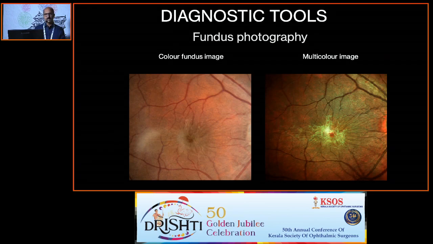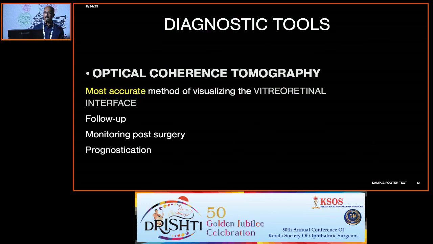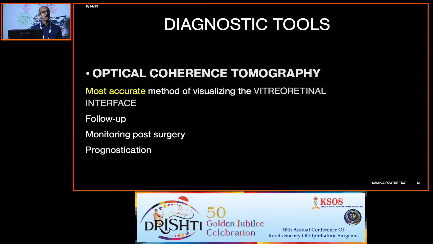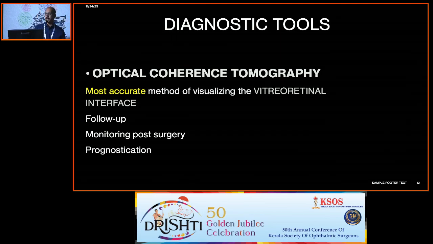Multicolor imaging has come up in a big way in diagnosing vitreoretinal interface abnormalities, especially epiretinal membranes. In the presence of cataract, this will give you excellent images so that we can now know the margins of the membranes and what is happening beneath the retina, what is the status of the RPE in the presence of an epiretinal membrane. So multicolor imaging is yet another good tool. By far, the most accurate method of diagnosing this condition is by doing an OCT, and it helps in follow-up, monitoring post-surgery and prognostication of these diseases.